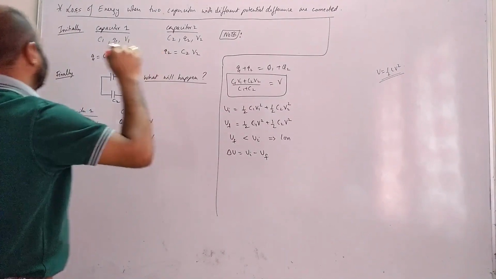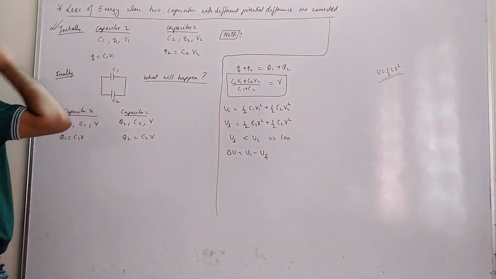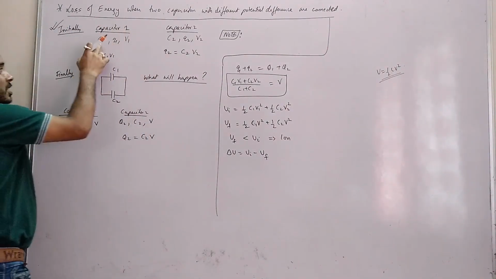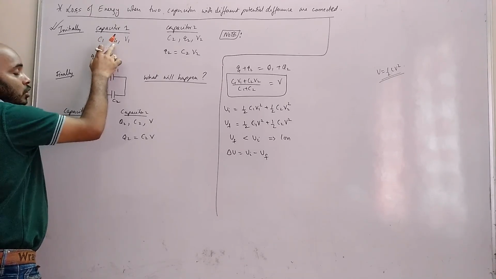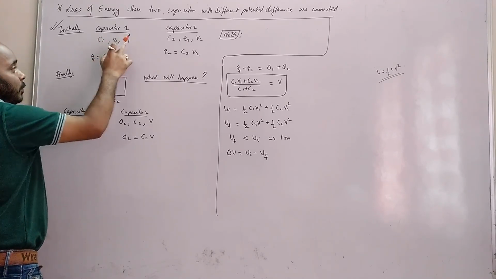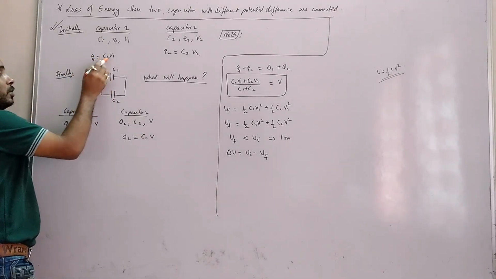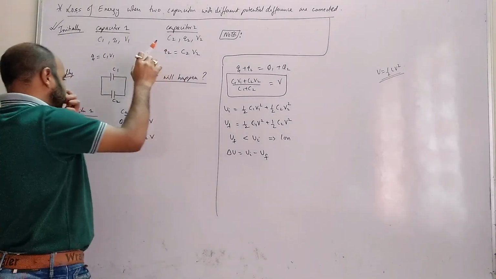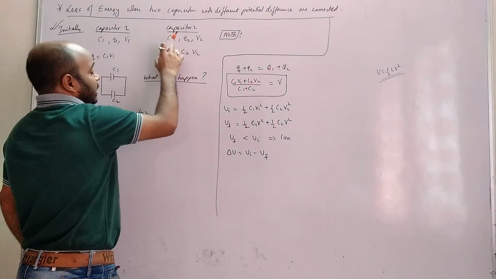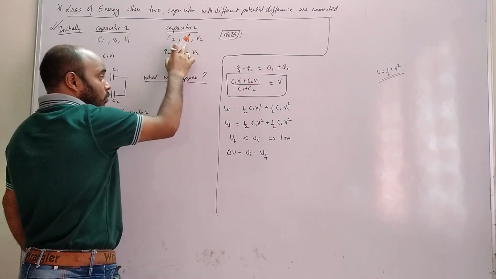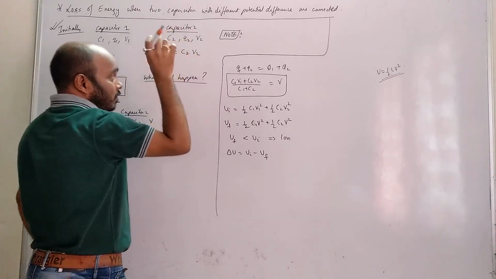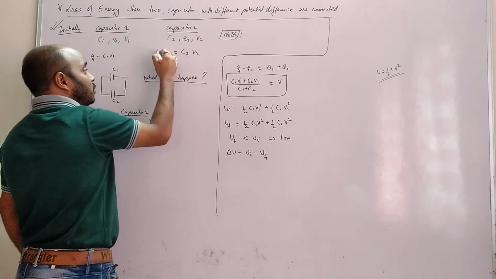So let's consider the initial case. Capacitor 1, the capacitance is C1, the charge stored is Q1 and it creates a potential difference V1 across the plates. So we can write Q1 equals C1 V1. Similarly, the next capacitor has capacitance C2. It has some charge stored Q2, which leads to a potential difference V2 across the plates. That is Q2 equals C2 V2.